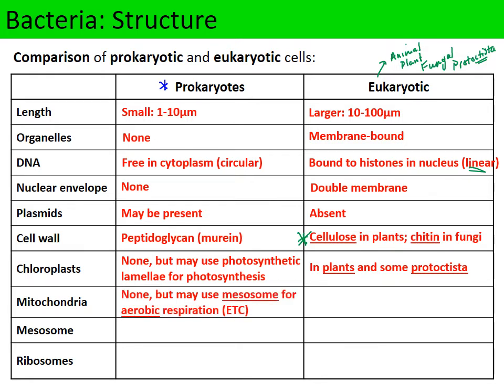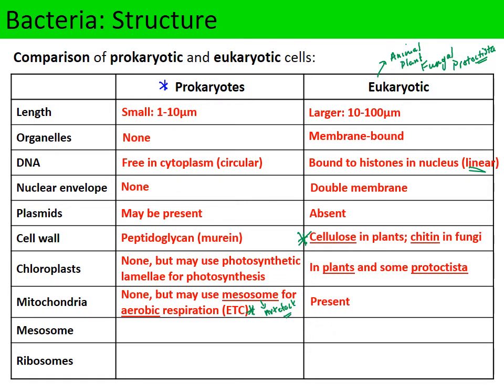Now we know prokaryotic cells do not have mitochondria. They might have a mesosome that might be involved in aerobic respiration, but there is still some controversy about whether these actually exist or not, and it might just be an artifact, like we mentioned, of the fixation process to make the slides to view the bacteria.